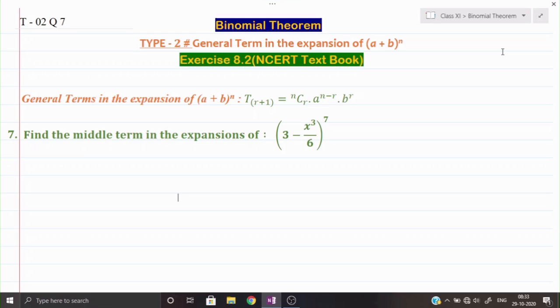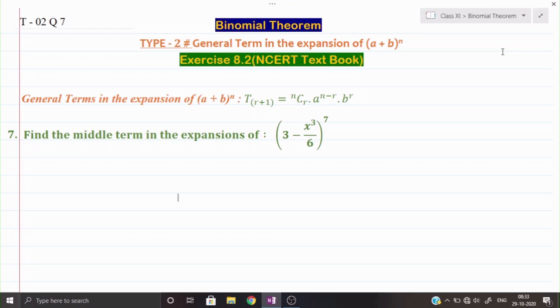In question number 7 we are given the expansion (3 - x³/6)^7. Now in this expansion some terms are coming. As you can see, the power is 7, so the total number of terms will be 8, one more than the given index. They are saying that we need to find the middle term in the expansion given over here.